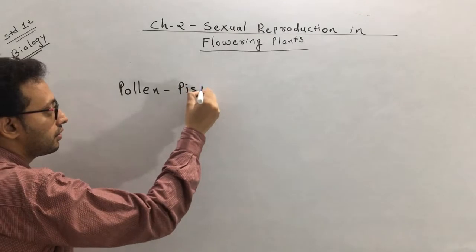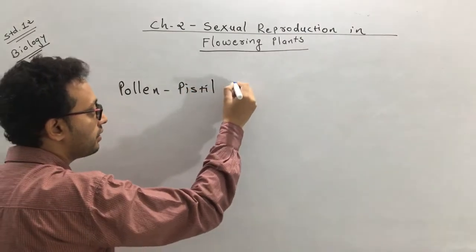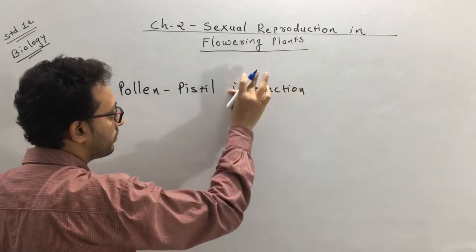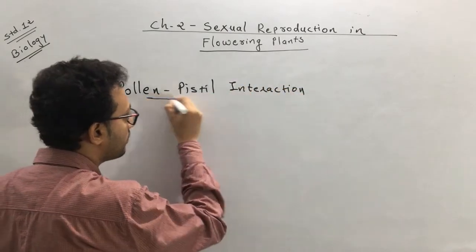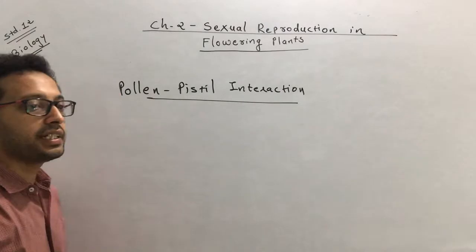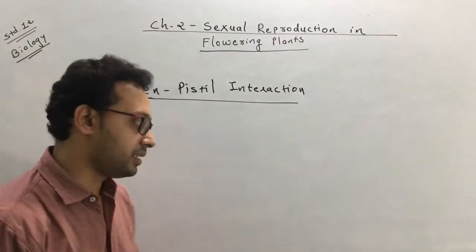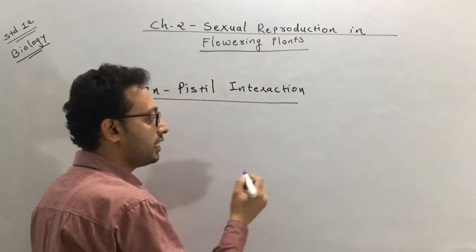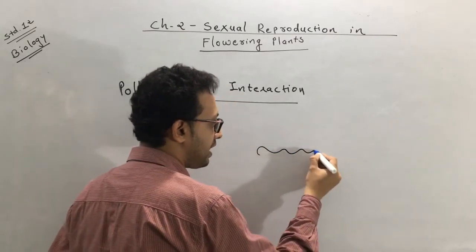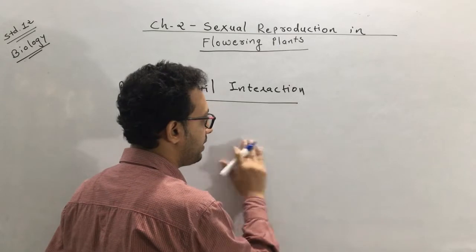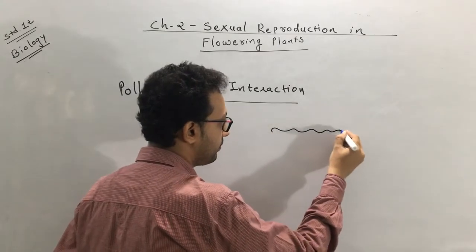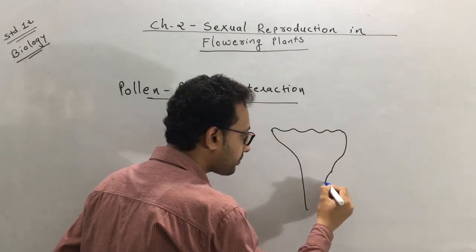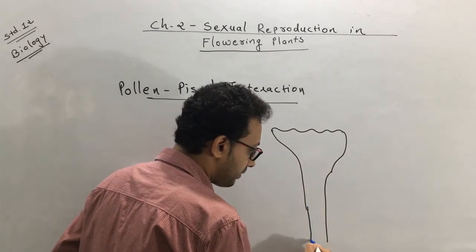Pollen-pistil interaction. How is there an interaction between a pollen grain and the pistil? I draw a diagram of a pistil. You know that pistil can also be called carpel, because you have heard the name carpel. But that carpel can also be called a pistil.